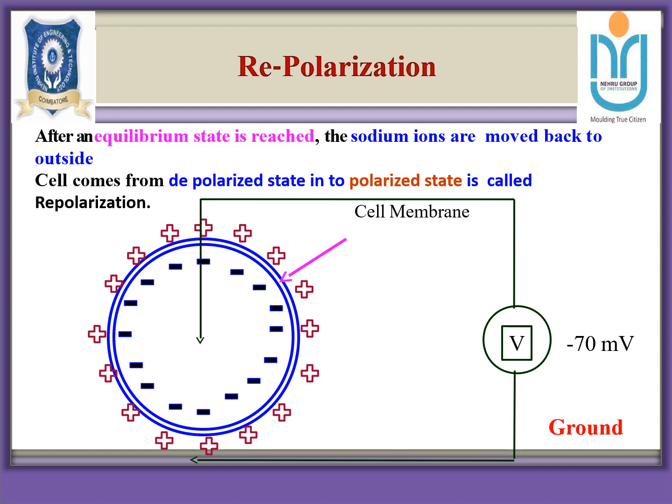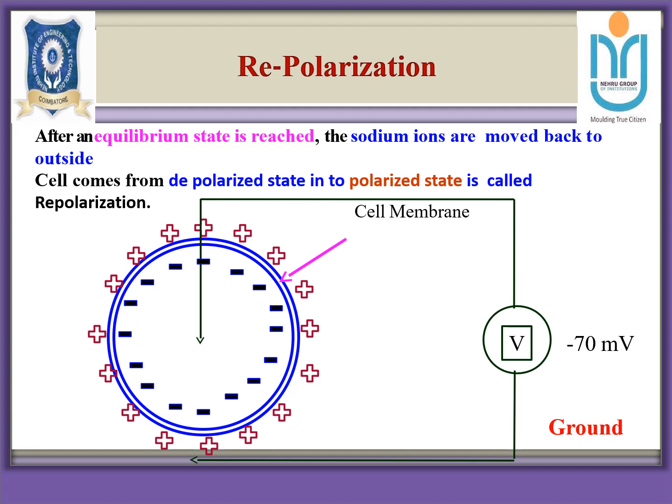So after that, they will become normal. So what will happen is the sodium ions which have gone inside the cell will come outside. Similarly, the potassium ions which are present outside the cell will come inside the cell. So this is called as repolarization. From excitation, the cell will come to normal state.